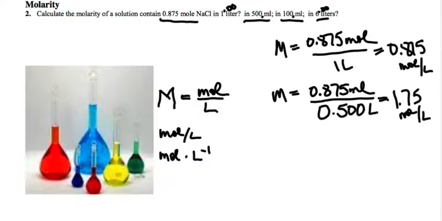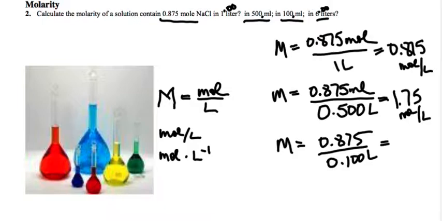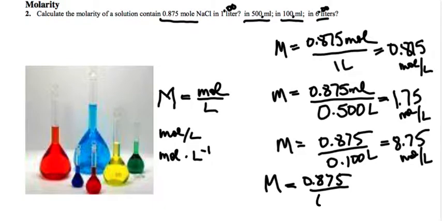All right, and then we have a molarity of 0.875 divided by 0.100. So what is that? That's a high molarity. And lastly, if we have 0.875 over 6 liters, we get 0.146. So that's pretty easy, right?